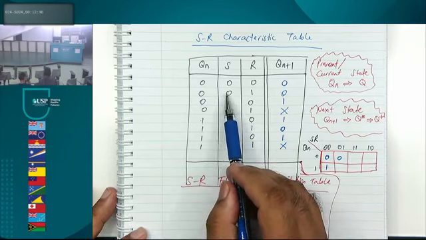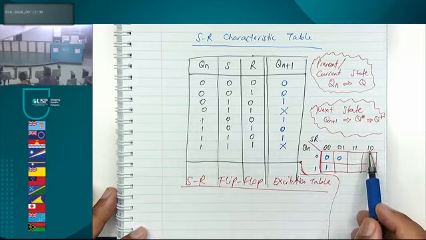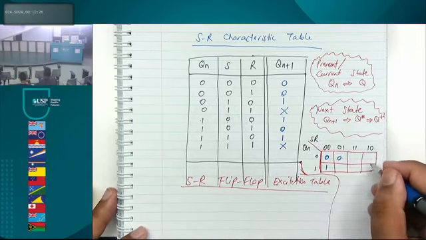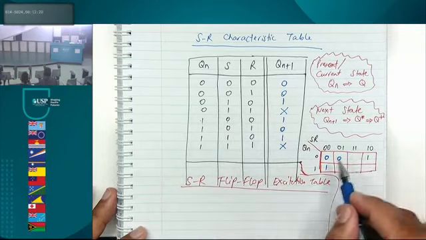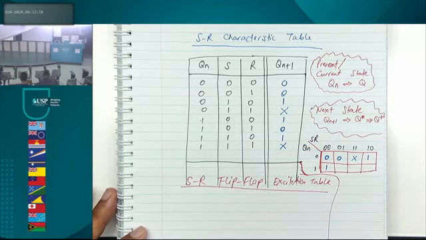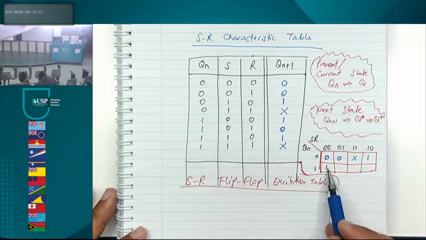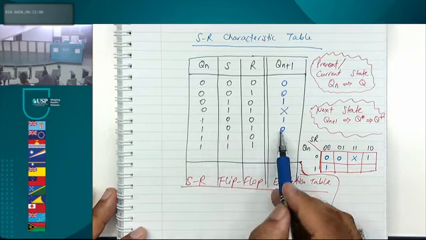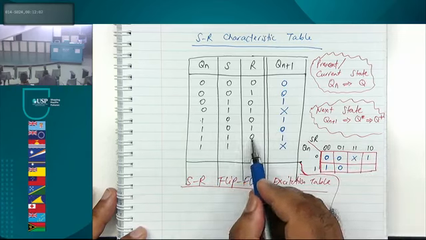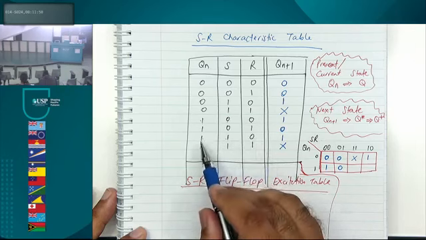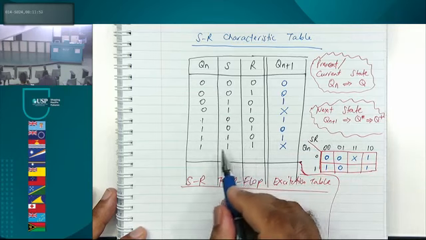Next, 1, 0, 1... 1, 0, 0 will give you a 1. I'm following the binary sequence. 1, 1, 0 will give you an X. Next one, 0, 0, 1, that's already done. 0, 1, 1 gives you a 0. 1, 0, 1, is that correct? 1, 0, 1 gives you a 1. 1, 1, 1 gives you an X.